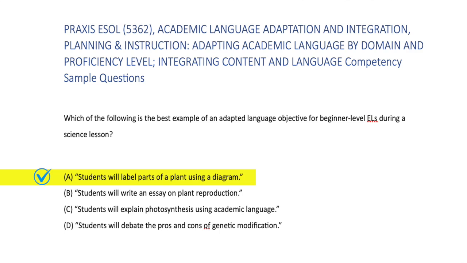Option A is our best choice. Students will label parts of a plant using a diagram. Labeling a diagram is a task aligned with beginner proficiency and still integrates the key content and vocabulary necessary in a science lesson.